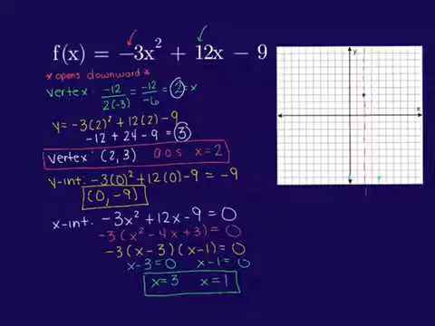Then I have those intercepts that we found, so those are at 3 and 1, and you can see that my x-intercepts are also the same exact distance away from my axis of symmetry. So that's how I know they're right, and then I'm just going to connect those to make my downward opening parabola, and there is my graph.